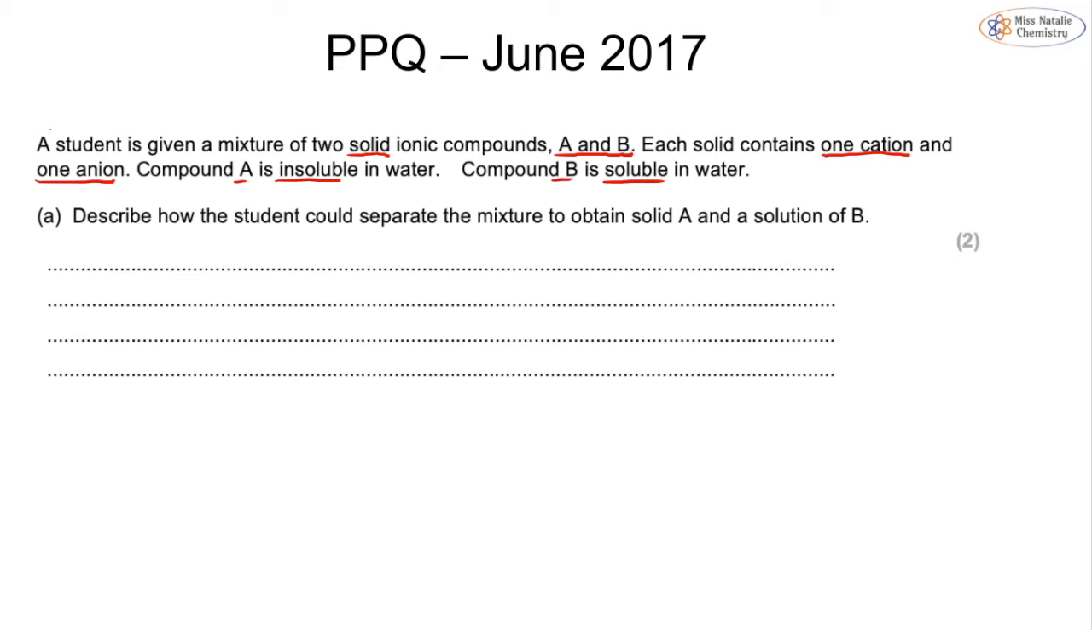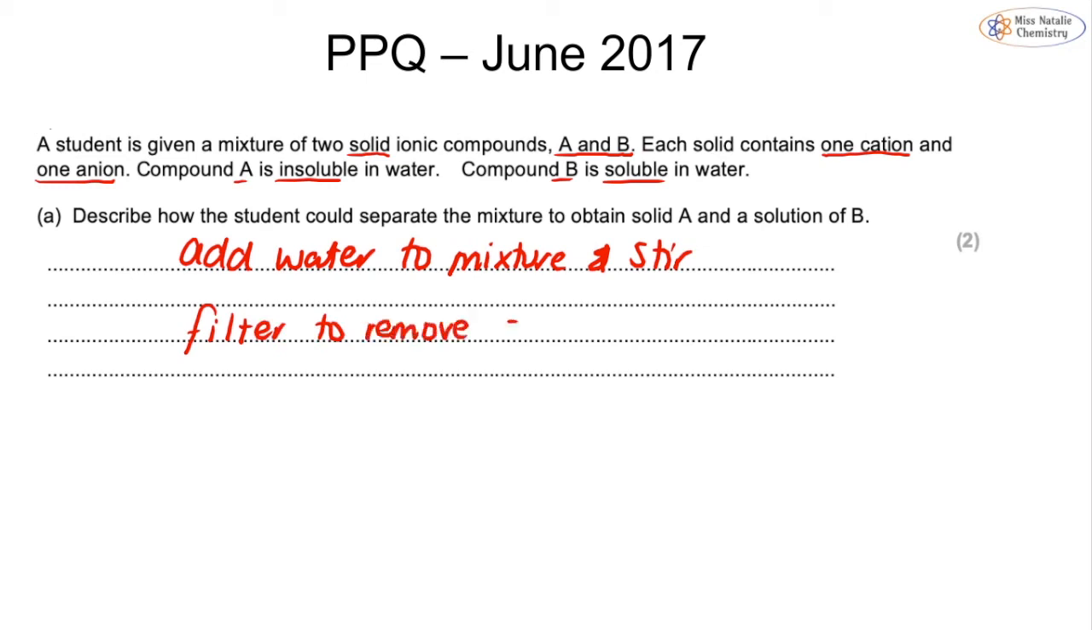How do we make any solution? Well, we add water to the mixture and we stir. And that will give us our solution of B, but it will also give us our solid A in our mixture, and we want to remove that. And going back to the beginning of GCSE, where you looked at topic 1B, elements, compounds, and mixtures, how do we separate an insoluble solid from a liquid? We then filter to remove solid A. 1 mark for adding water, 1 mark for filter.